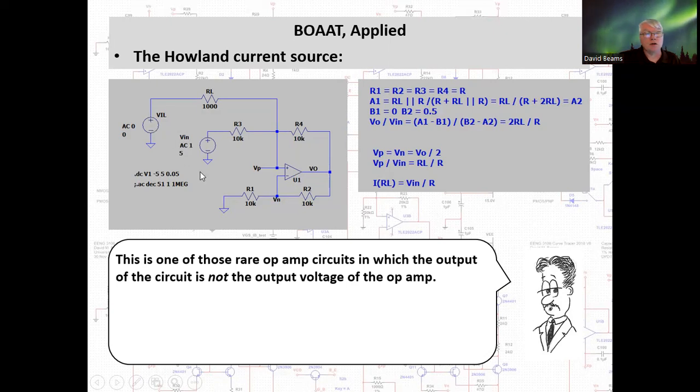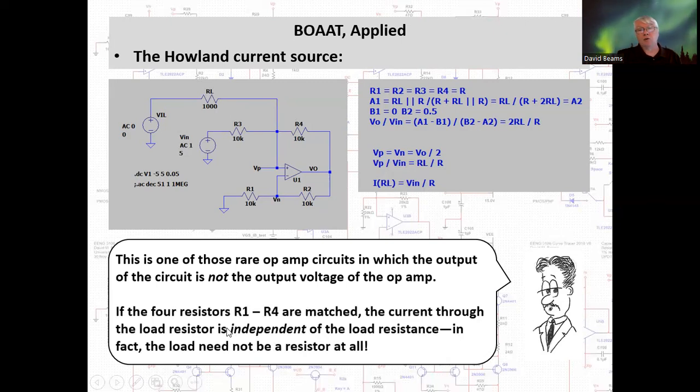And since there's no connection from this network to the input voltage, B1 is 0. So Vout to Vin is A1 minus B1 divided by B2 minus A2. It's 2RL over R. Well, that's not an output current, but notice here that Vn is half of Vout. And that's equal to Vp, the non-inverting input voltage. And the non-inverting input voltage appears across the load resistor. So Vp to Vn is RL over R, and the current that's flowing in the load resistor is Vin over R. And if the 4 resistors, R1 through R4, are matched, the current through the load resistor is independent of the load resistance. In fact, the load need not even be a resistance at all. I'll show you that in a moment.